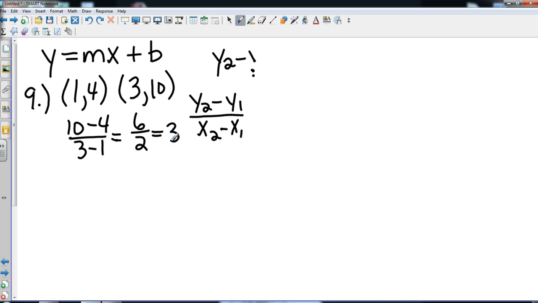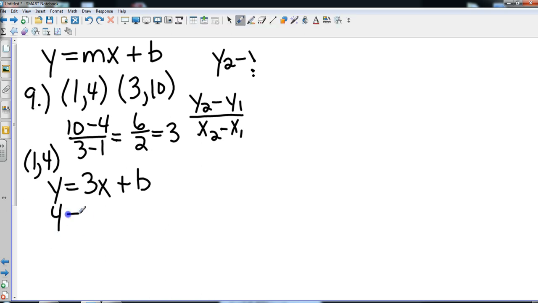So I know my equation is going to be y equals 3x, because that's where my slope goes, but I don't know my y-intercept yet. So I'm just going to put plus b. Now, that's not the answer. Obviously, we have to find the y-intercept. To do that, we're going to take one of these points and plug it in for x and y. Doesn't matter which one. So I'm just going to take the first one. Everywhere I see an x, I'm going to replace it with 1. Everywhere I see a y, I'm going to replace it with 4.